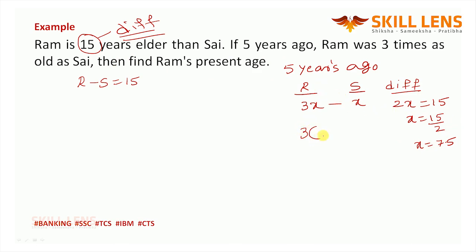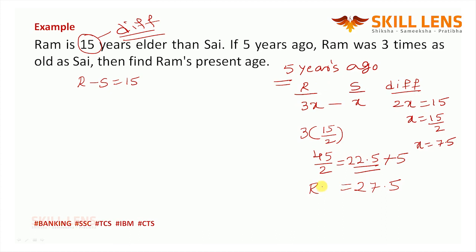So 3 into x. What is x? Let me put 15 by 2. So that is nothing but 45 by 2. Can I say it's going to be 22.5? Yeah, 22.5 when? 5 years ago. But when you want present, you are in the past, so you have to come to present. So add 5. So then your answer will become 27.5.